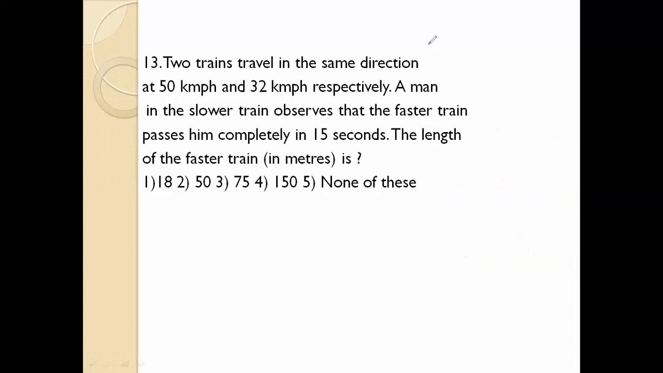Second one. Here, the length of the faster train is x. To find x, distance equals speed into time. Speed is 8 km per hour. Convert into meters per second by multiplying by 5 by 18. Same direction means difference of the speeds.